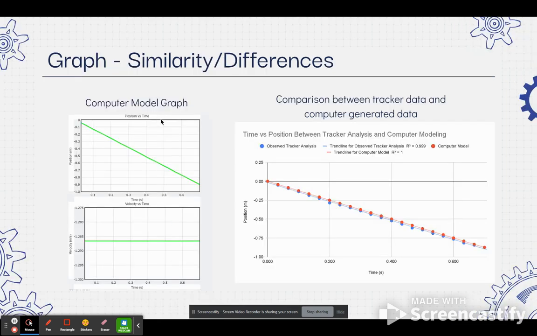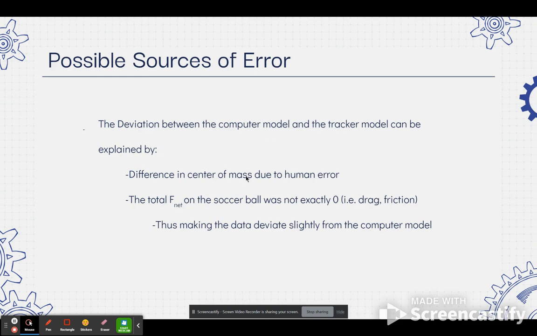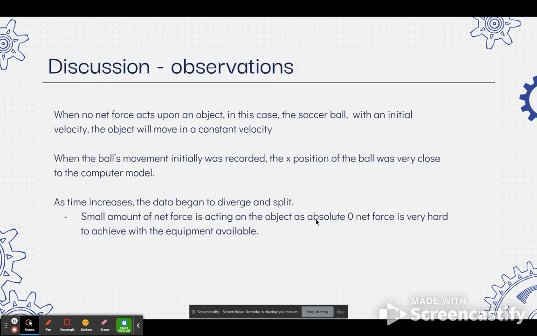Now, a simple comparison between the two: as you can see, the red points are the computer model, the blue points are the observed tracker analysis, and both are very linear and very close, with only slight deviation. That deviation can be explained by the difference in the center of mass due to human error, as we are estimating where the center of mass is in Tracker. And the total net force on the soccer ball isn't exactly zero, but we assume it is. That tiny bit of net force acting on the soccer ball causes the deviation.